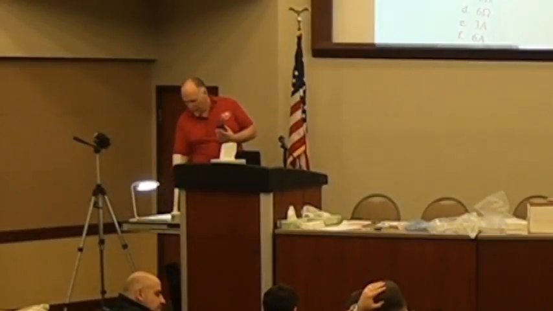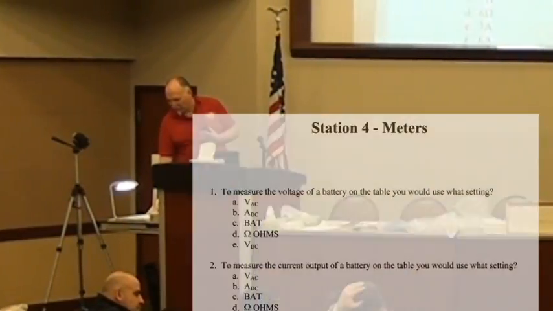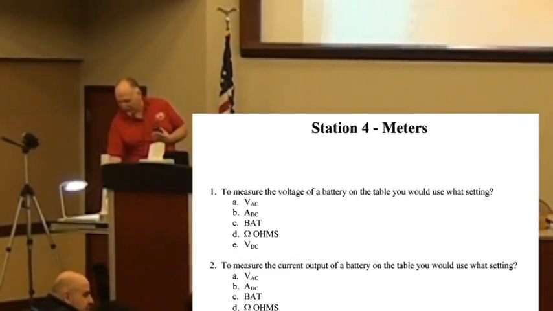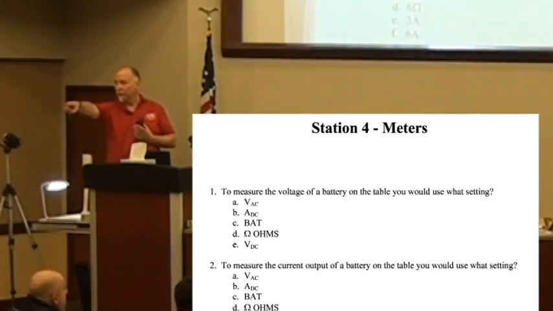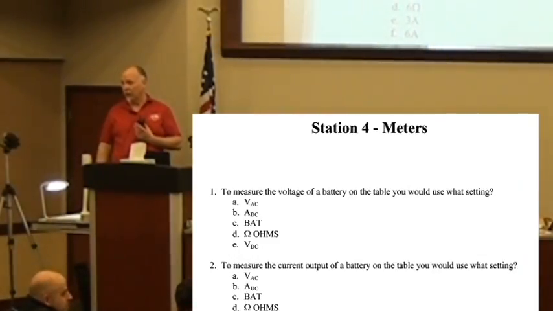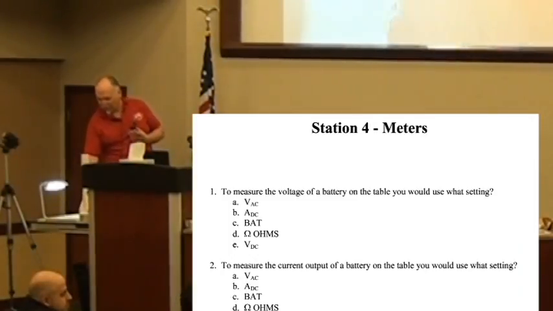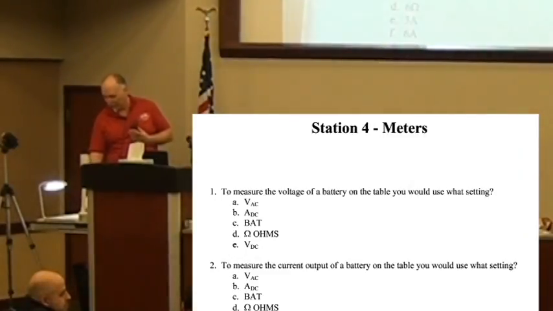Okay? All right. So to measure the voltage of a battery on the table, what setting would you use? On my meter, it would be BAT. Okay? On his meter, it would be VDC, right? So just depending on the type of meter that you have. I purposely didn't put VDC on here because I didn't want to have confusion. I want you to make sure that you use BAT.